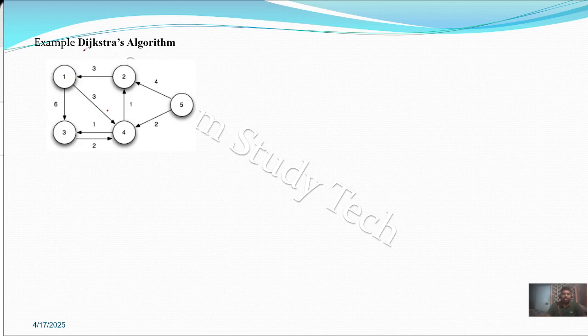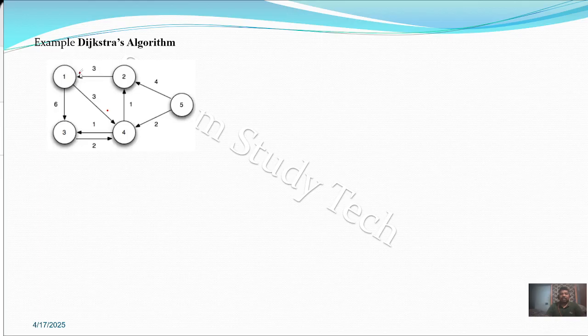Today's topic is Dijkstra's algorithm. In the previous video I already discussed Dijkstra's algorithm: how to find the shortest path from a single source vertex, the initial vertex, to all other vertices.